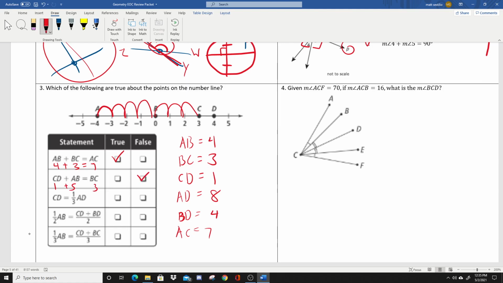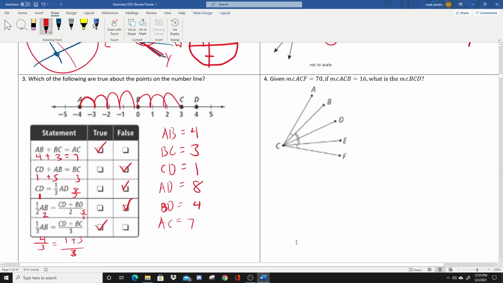CD equals 1/3 of AD. So 1/3 is the same thing as AD, which is 8 over 3. Is 1 equal to 8/3? No. 1/2 of AB, that's 2, if AB is 4. CD, which is 1, plus BD, which is 4, 5 over 2. Does 2 equal 5 over 2? No. 1/3 of AB, so AB is 4, divided by 3, equals CD, 1, plus BC, 3, divided by 3. 4 over 3, 1 plus 3 is 4 over 3, so that is true.